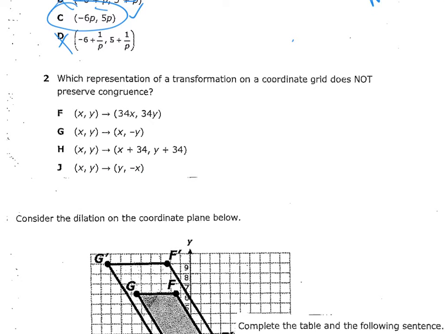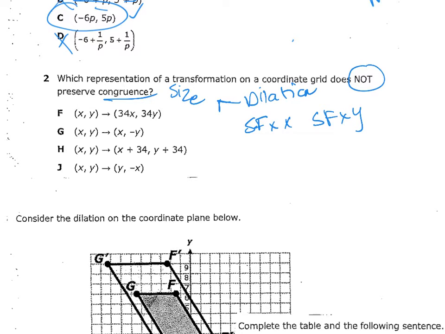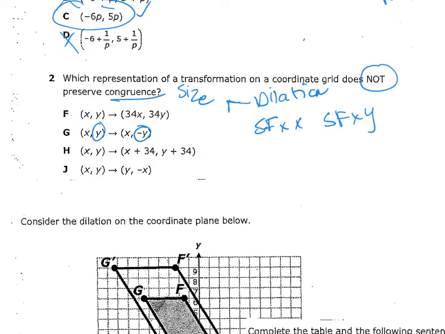Number 2, which representation of a transformation on a coordinate grid does not preserve congruence? So does not keep the same size. And so what's the only one that doesn't keep the same size? Dilation. And that always looks like multiplying the scale factor times your X and your Y. So scale factor times X and scale factor times Y. So that's what we want to look for. So G, the only thing that changed was Y became negative. F, multiplying 3/4 times X and 3/4 times Y. So that's probably our answer.